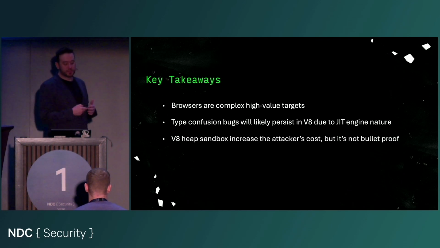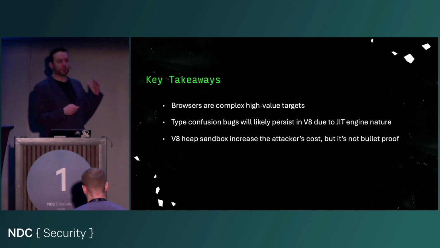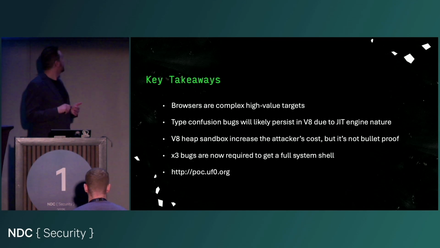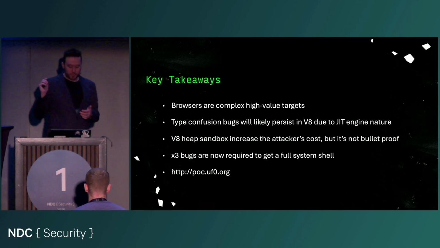But now they made this V8 Heap Sandbox, which has definitely increased the attacker cost, but it's not bulletproof, as we saw. If you're interested, the V8 Sandbox is now fully promoted into the Google Bug Bounty program, so you can file actual bugs and get a bounty for that. Now three bugs are required to get a full system shell in the browser, which is a game changer from a few years ago. You can find all the code for today's presentation here, if you want, on pocufo.org.